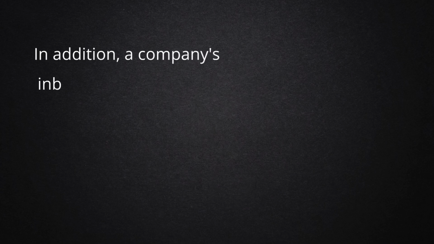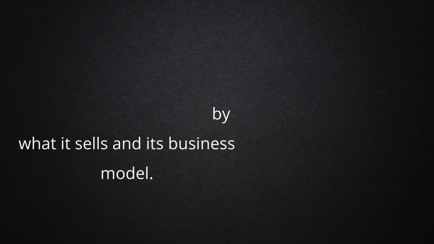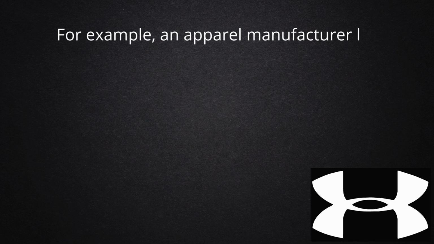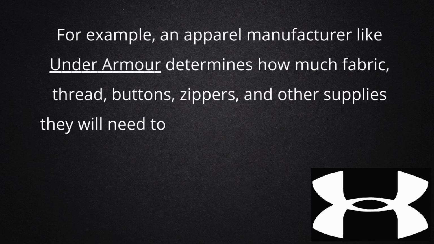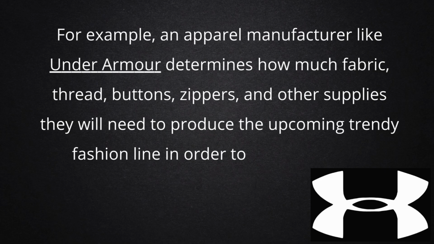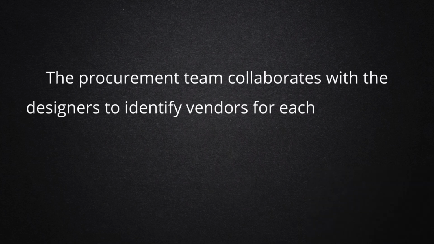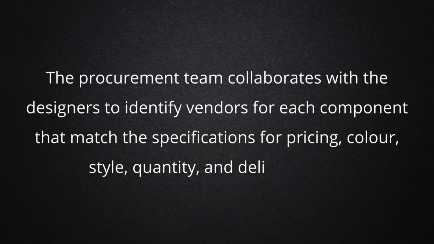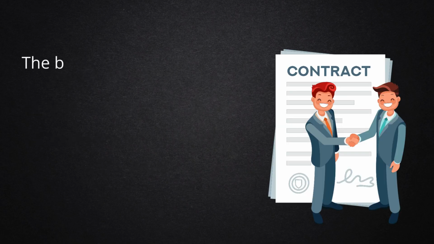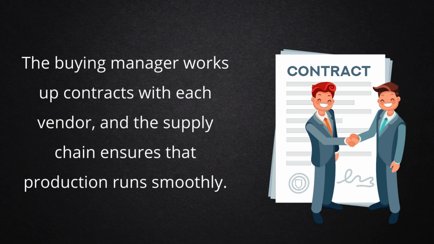In addition, a company's inbound and outbound logistics are determined by what it sells and its business model. For example, an apparel manufacturer like Under Armour determines how much fabric, thread, buttons, zippers, and other supplies they will need to produce the upcoming trendy fashion line in order to meet customer demands. The procurement team collaborates with the designers to identify vendors for each component that match the specifications for pricing, color, style, quantity, and delivery time. The buying manager works up contracts with each vendor, and the supply chain ensures that production runs smoothly.